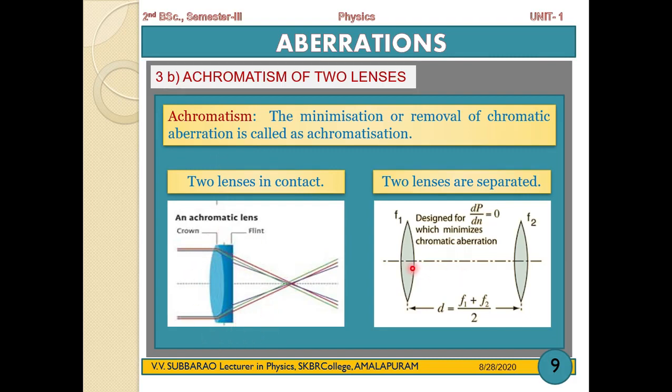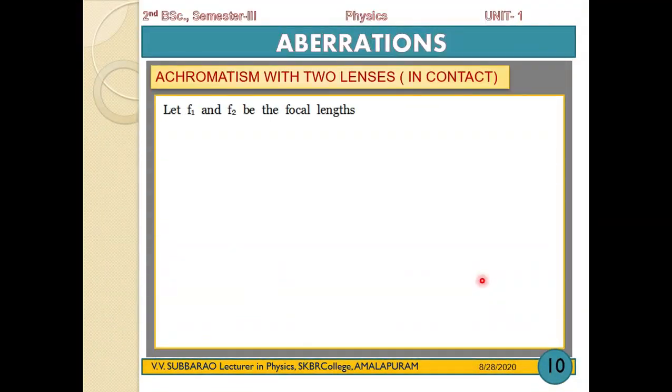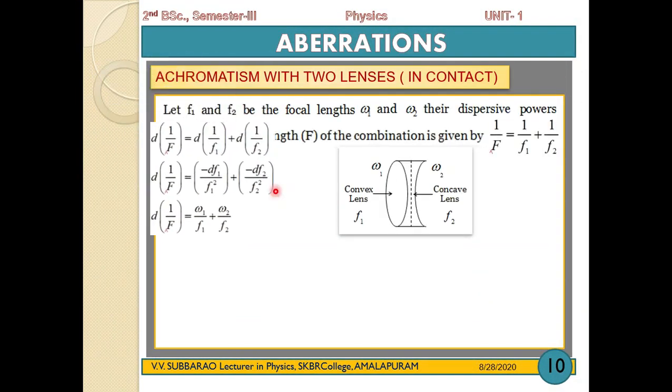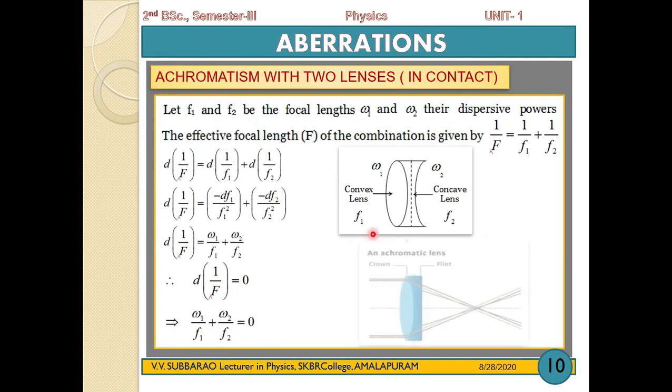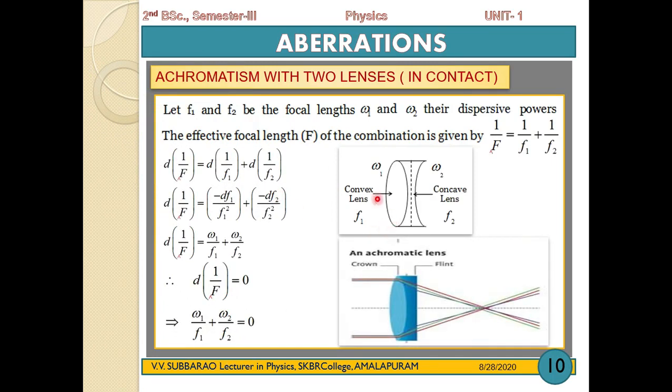And in the other case, when two thin lenses of focal lengths f1, f2 are arranged coaxially, separated by a distance equal to the mean value of their focal lengths, then such a combination successfully eliminates chromatic aberration. This is the second method to eliminate chromatic aberration. Now let us derive the condition required to eliminate chromatic aberration when two lenses are placed in contact.